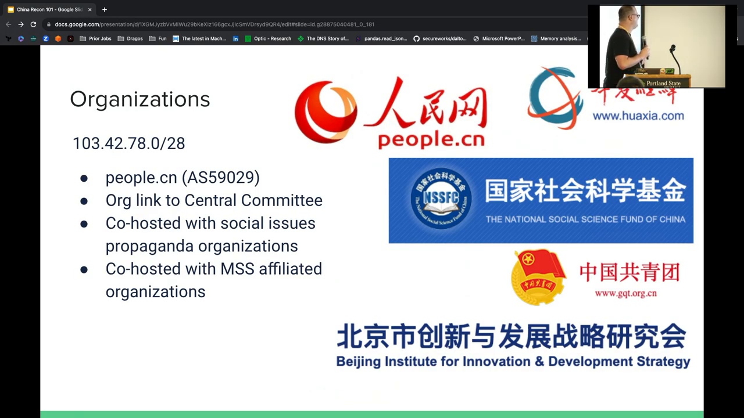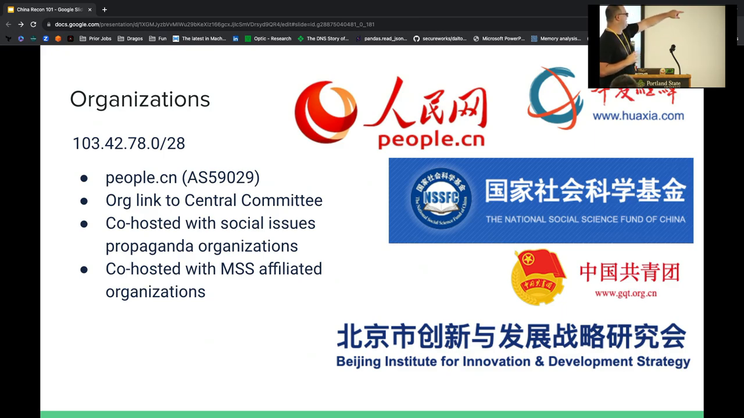Okay, organizations. So it's kind of like a guilt by association within subnet. So I was poking at 103.42.78.0/28. It's a subnet that exists within the people.cn AS, which is to say people.cn is Renmin Ribao, the main publication for the state. And just by going across, you just look at the sites served within the ASN, you can find kind of an organizational link to the central committee and to perhaps state security affiliated organizations.